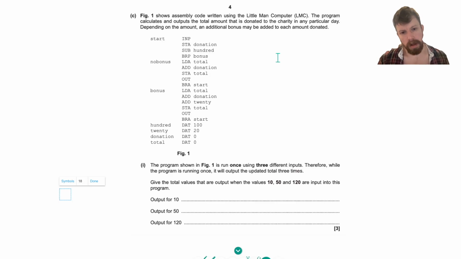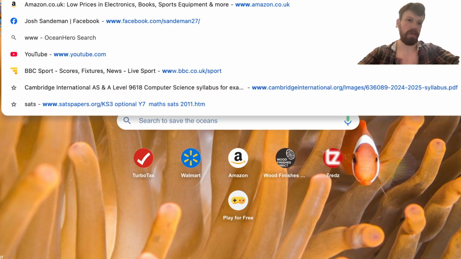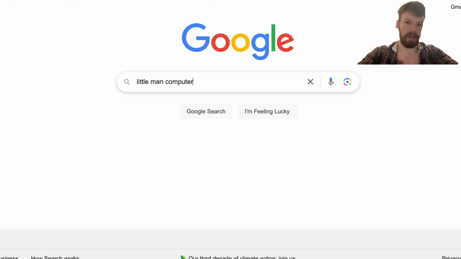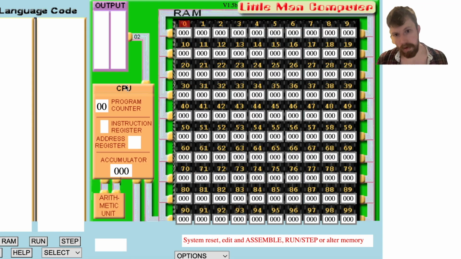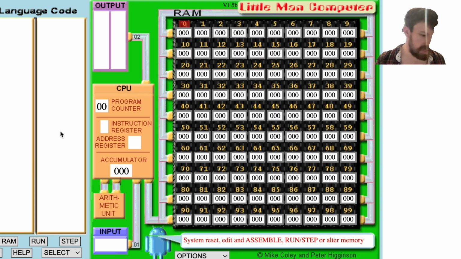Now, the way that I would probably go about doing this is by understanding what is in the accumulator at particular moments. You could even go onto the Little Man Computer. If you go on Google and type in Little Man Computer and go onto here, you could potentially trace it through on here, and that would be a really good activity.